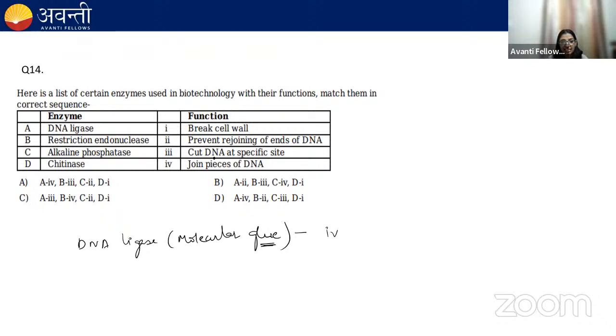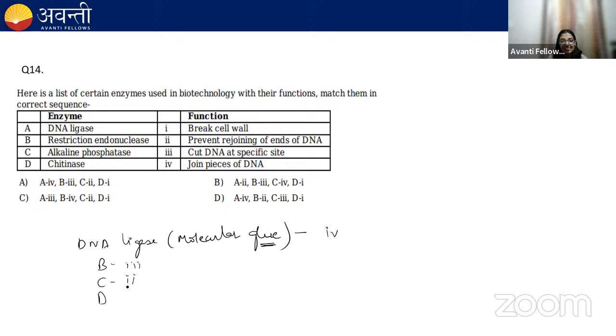So DNA ligase, it will join the pieces of DNA. Restriction endonuclease, it will cut. Restriction endonuclease, remember it's a molecular scissor. So scissor function is to cut. So it will cut the DNA at specific sites. So B3. C, alkaline phosphatase, it prevents the rejoining of ends of DNA because it removes the phosphate from the 5' end. So it prevents the rejoining of ends of DNA. So C2.